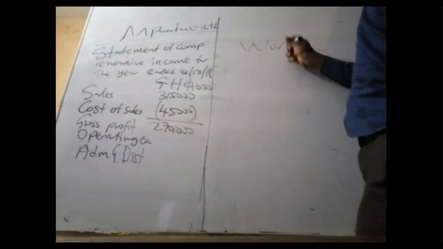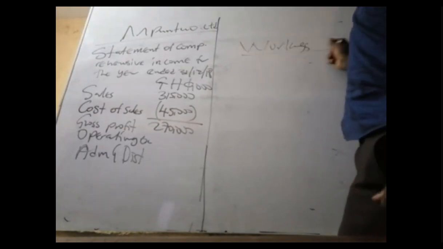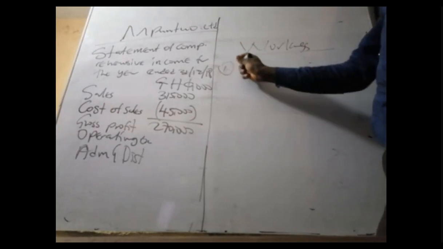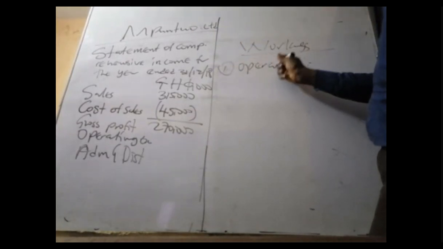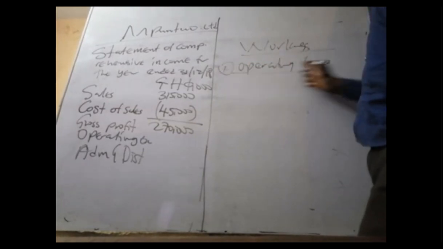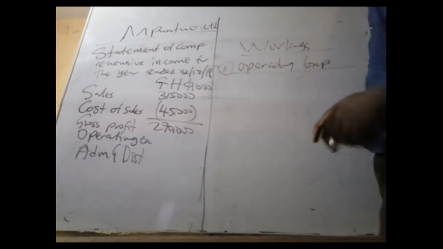Something that you thought is an admin, meanwhile, the examiner classifies as what? Distribution. So let's take note of that. Let's go. Here you do your workings. So first, come and do your workings here. So workings number 1. Third examiner, you're calculating what? Operating expenses or admin and distribution.